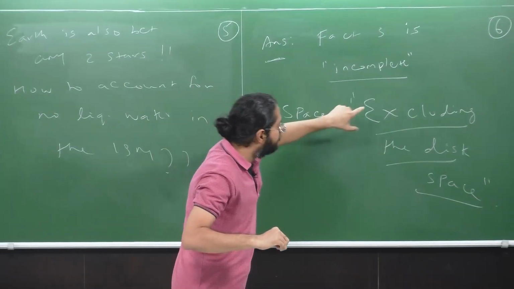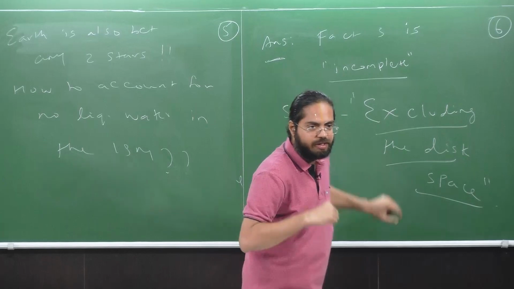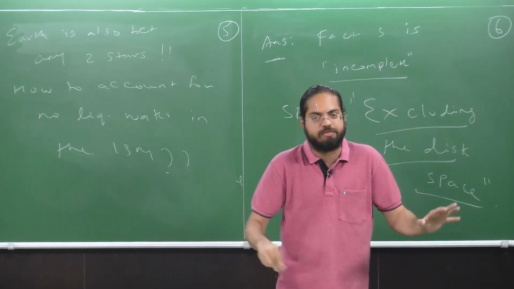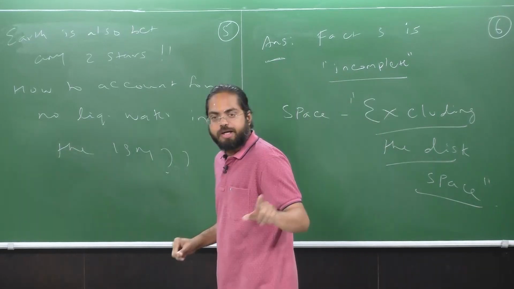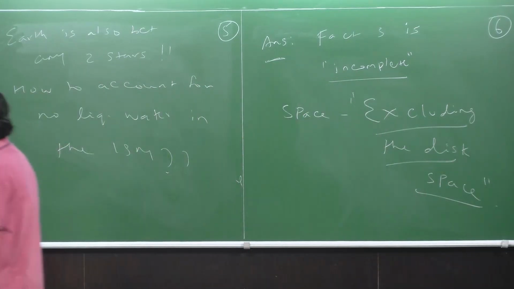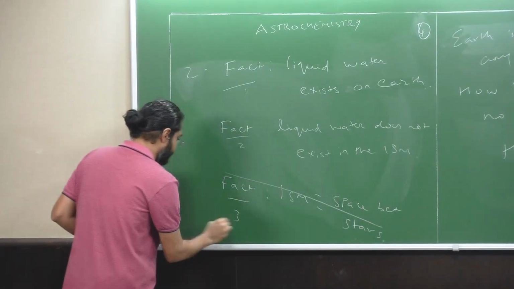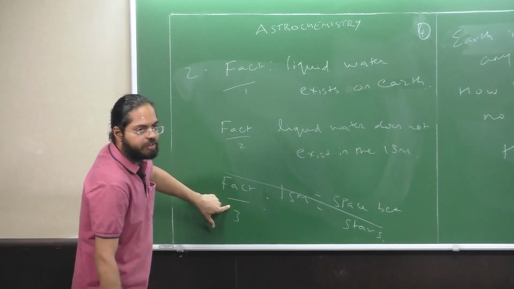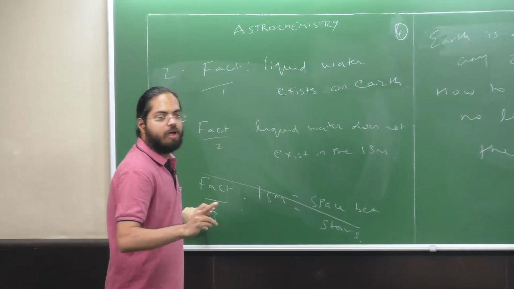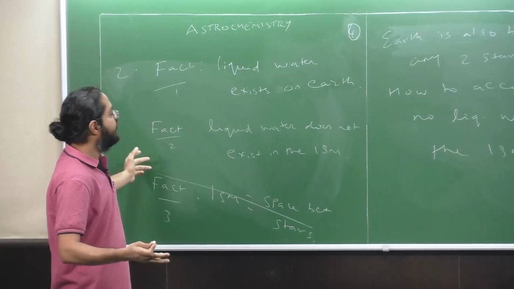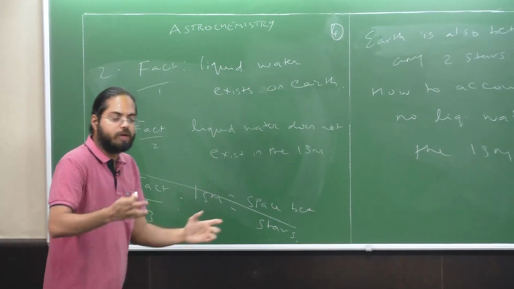Because the Earth falls within the disk space of the sun, for example, we do not consider Earth to be part of the ISM itself. So the key thing to note is that this is not a complete fact. This statement right here is incomplete, and that is why this question is based on a fallacy. So it is a fallacy that Earth is part of the ISM.